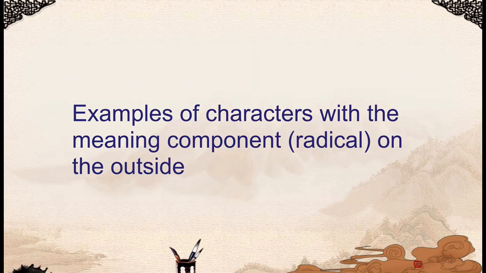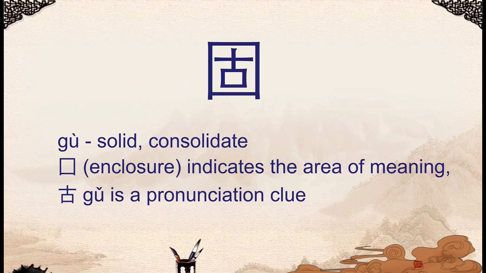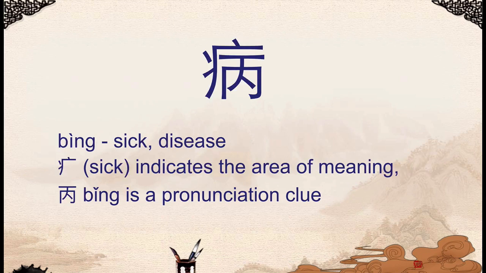Okay, just a few examples of characters with the meaning part on the outside of the character. So this is gu, which means solid, or it's part of the word to consolidate. And on the outside, we have the enclosure, the box, if you want, and this indicates the area of meaning. Solid or consolidating something. And the inside of this character, gu, is pronounced similarly. It's got the same syllable in the pronunciation. This means consolidate.